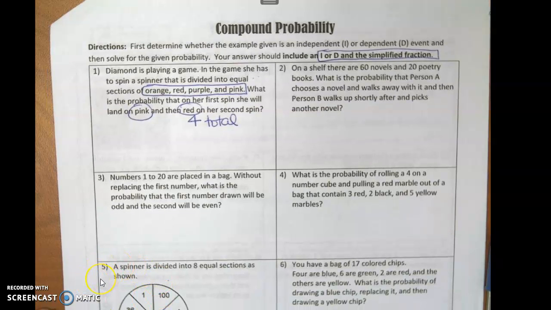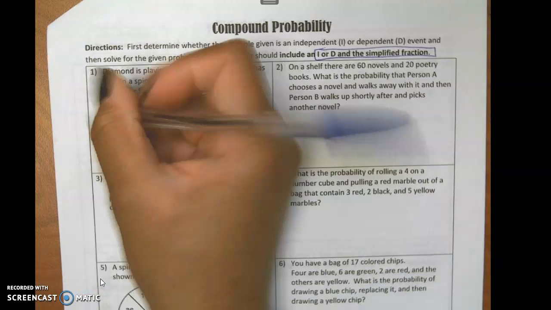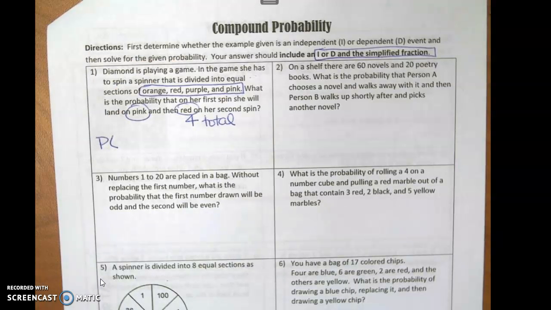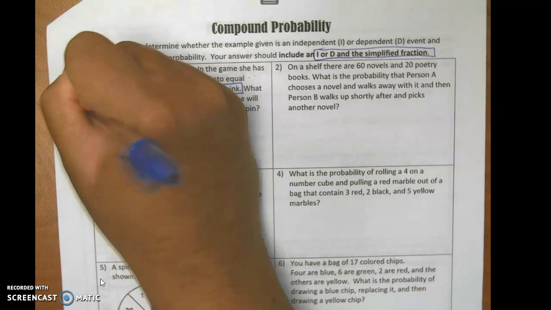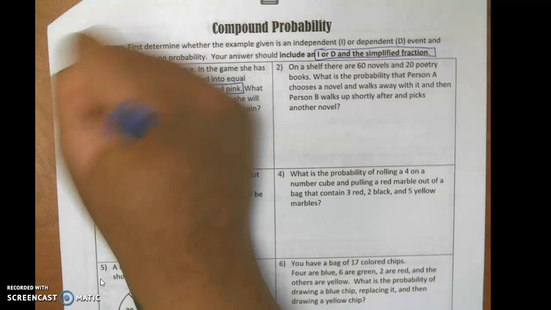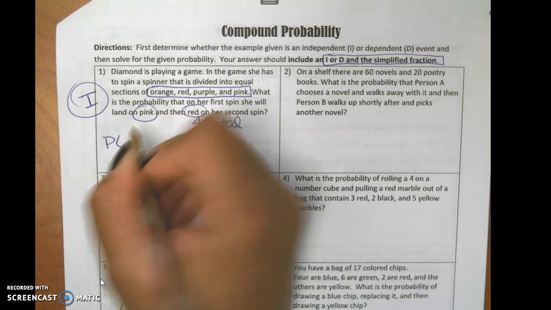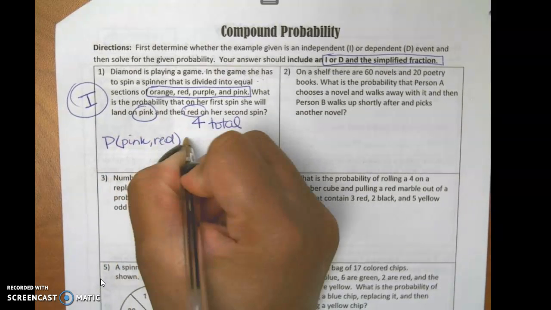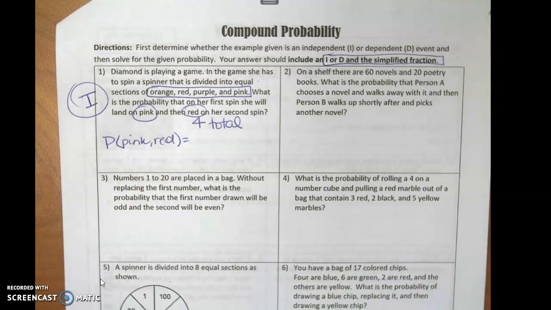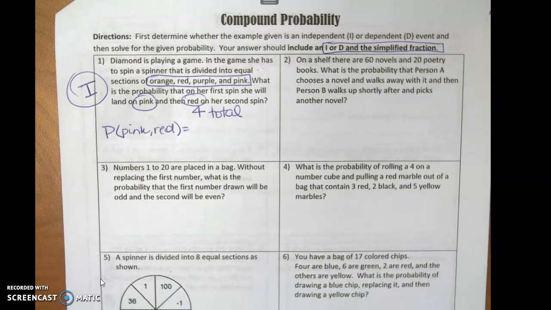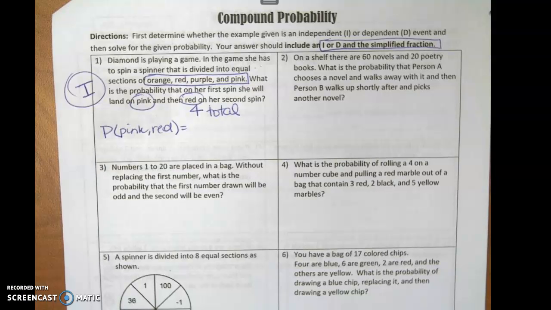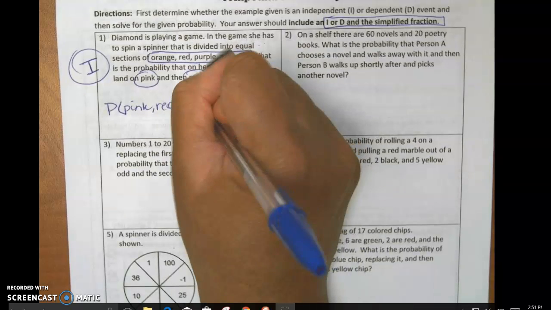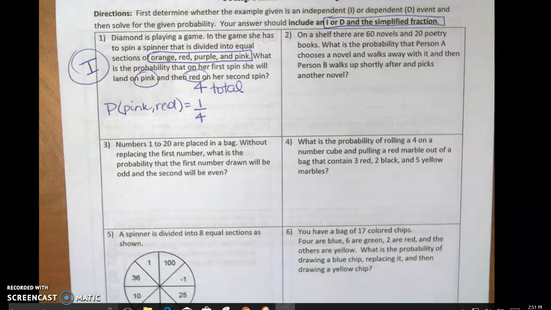Okay, is her number going to change from one event to the next? No. Okay. So I have 2 things happening though. So what kind of events are these? Dependent or independent? They're independent. They're separate from one another. Okay. Probability of pink, then red. That's my notation. How many pieces are pink? 1 out of 4 pieces. So that's 1/4 of a chance to get pink.